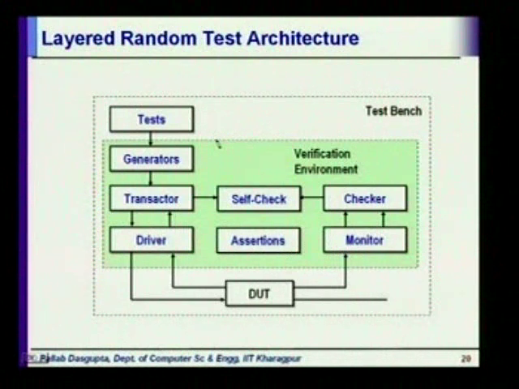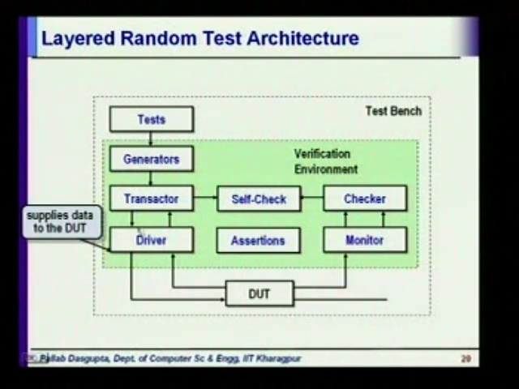A typical layered random test architecture is going to look like this, where you will have the design under test, and then the whole test bench is organized into different layers. I will give you some examples of what these do. So the lowest layer, the driver layer, is the one which is actually driving the signals into the DUT.